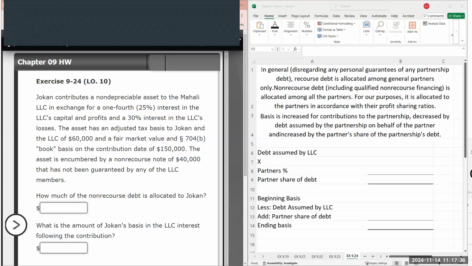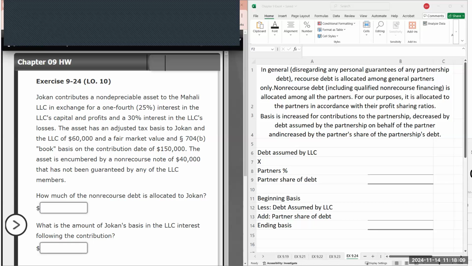The asset has an adjusted tax basis to Jocan and the LLC of $60,000 and a fair market value of Section 704(b) book basis on a contribution date of $150,000. The asset is encumbered by a non-recourse note of $40,000 that has not been guaranteed by any of the LLC members. How much of this non-recourse debt is allocated to him? And what is the amount of his basis in the LLC interest?